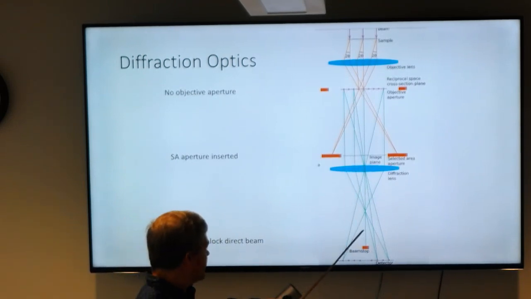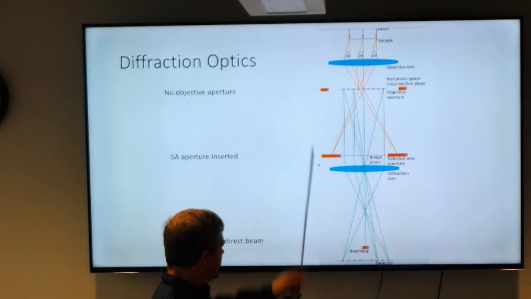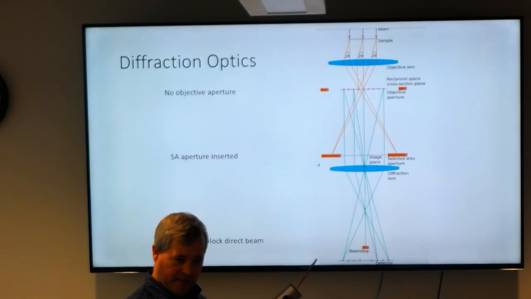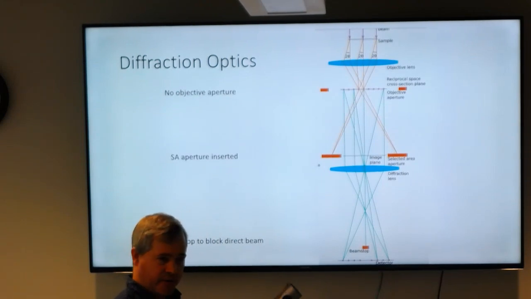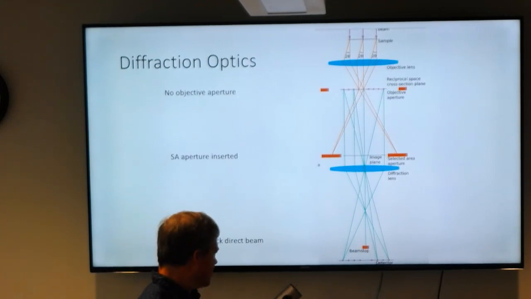The other thing that you always have to insert is a beam stop. Similar to X-ray, most of the beam is undiffracted, so in diffraction mode you get an incredibly bright spot, and that will very quickly burn the detector if you're using an electronic detector. If you use film, you would just saturate it.